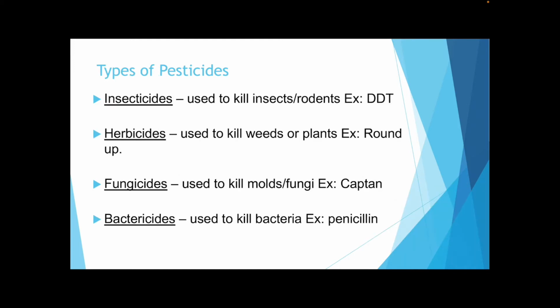There are a few different types of pesticides. First, we have insecticides, and these are used to kill insects or rodents, for example, DDT. There's herbicides, which are used to kill weeds or plants, for example, Roundup. There's fungicides, used to kill molds or fungi, for example, Captan. And finally, there's bactericides, used to kill bacteria, so for example, penicillin.